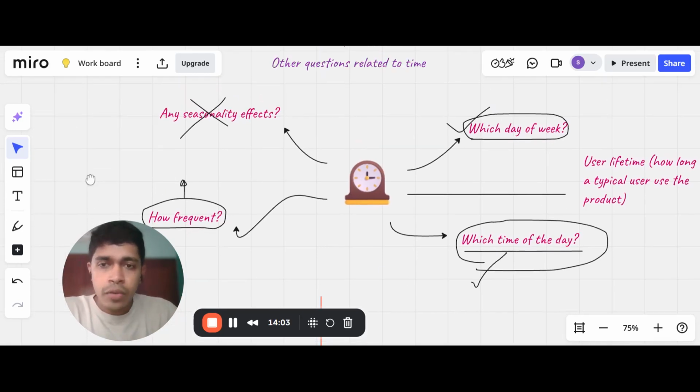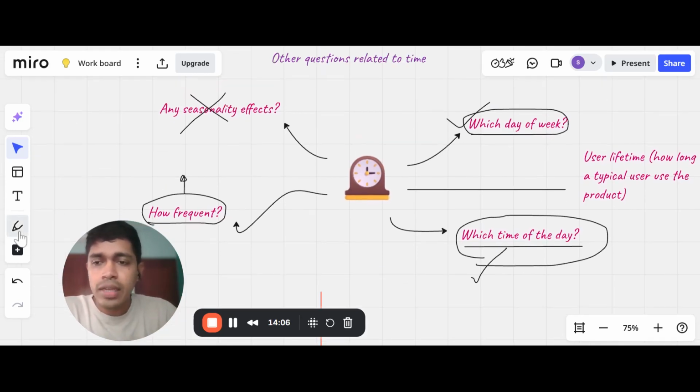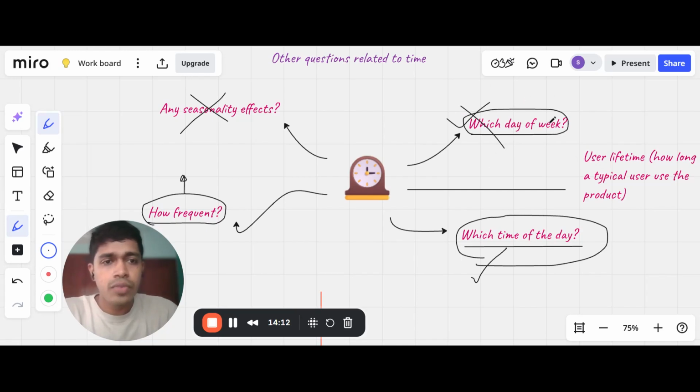In many cases, what will happen is interviewers will say there is no seasonality effect and there is no pattern we have seen in terms of day of the week. Like we don't see any patterns specifically on Mondays or something like that. There is no pattern. And maybe there's no pattern with respect to time of the day as well. Like it is normally distributed across all times of the day.